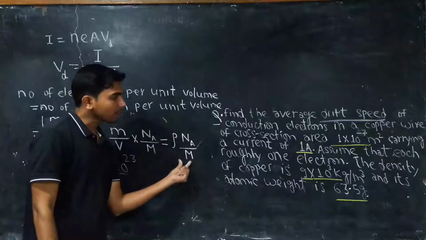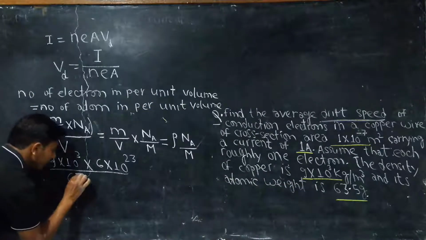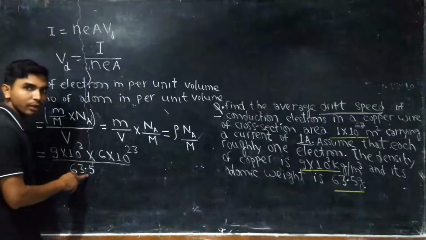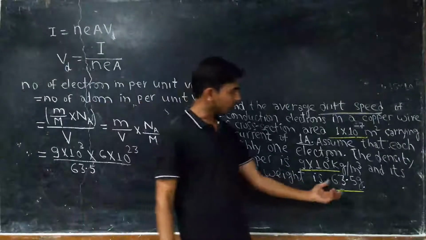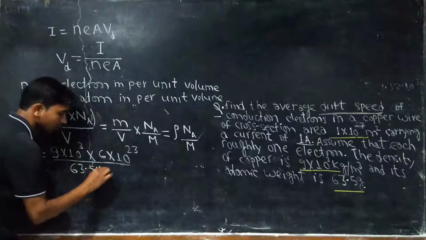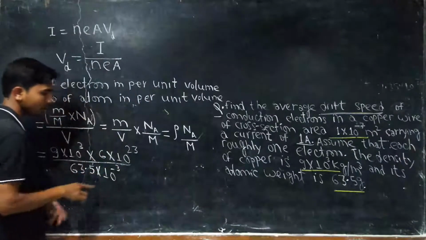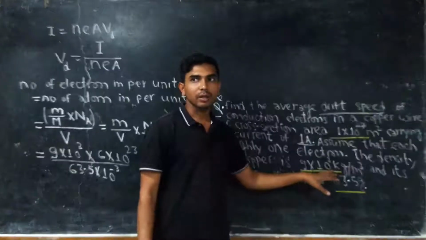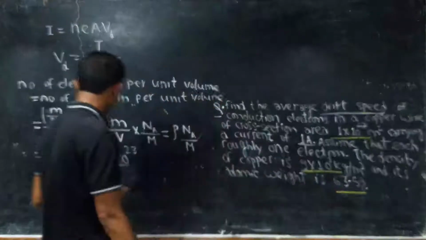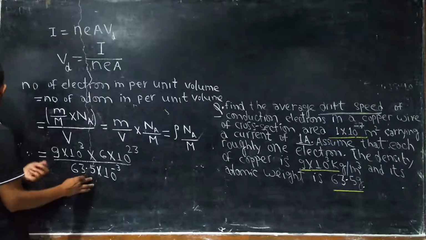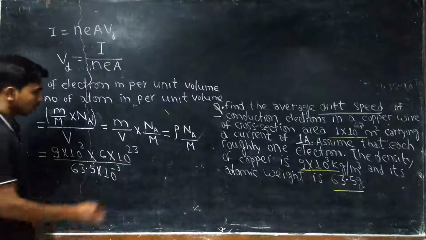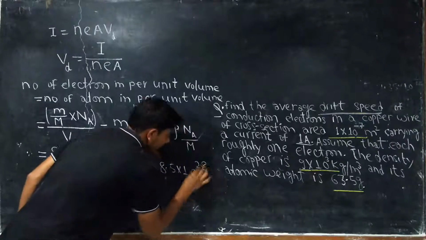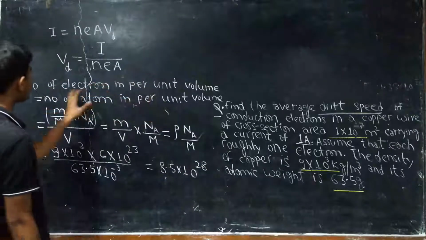Atomic weight is how much? Atomic weight is 63.5, and this 63.5 is given in grams, so we have to convert it to kg. To convert it to kg, we have to multiply by 10 to the power minus 3. Why are we converting into kg? Because your density is given in kg per meter cube. So if you solve it, you will get 8.5 into 10 to the power 28. So this is your number of electrons per unit volume.